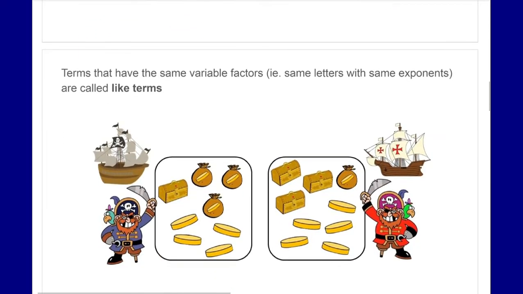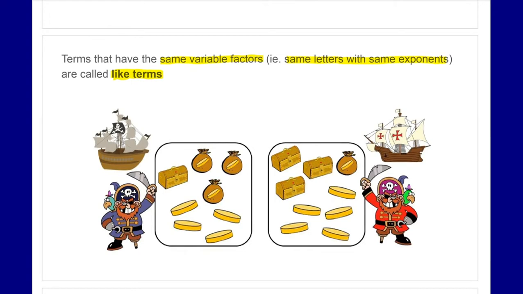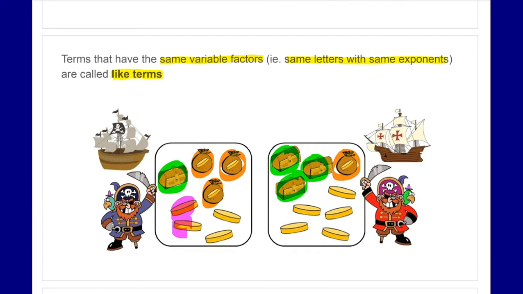One thing to keep in mind when working with polynomials: terms that have the same variable factors. And what we mean by that is the same letters or variables with the same exponents. If we have terms that have the same variable factor, we would consider them like terms. Now hopefully that term or phrase rings a bell. We'll look at a little example here, looking at these two pirates, looking for the things that are considered like terms. So you can see the chests are common between them. You can see the bags of coin are common, as well as the individual coins.